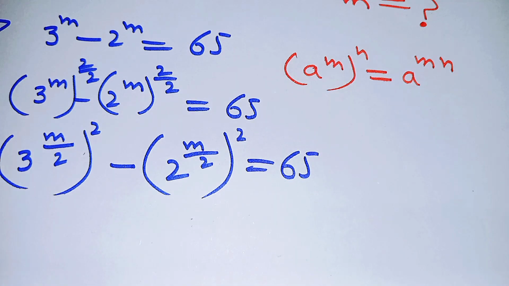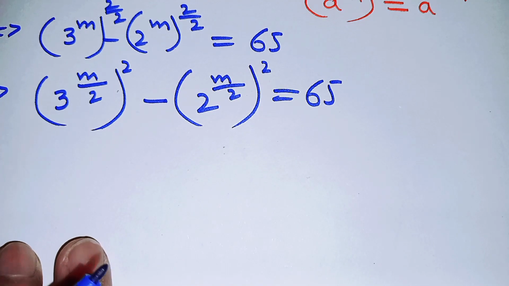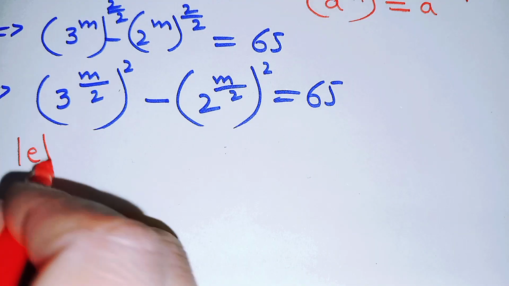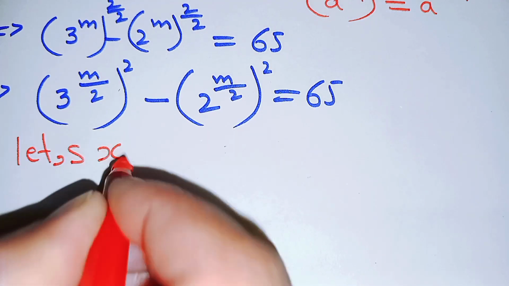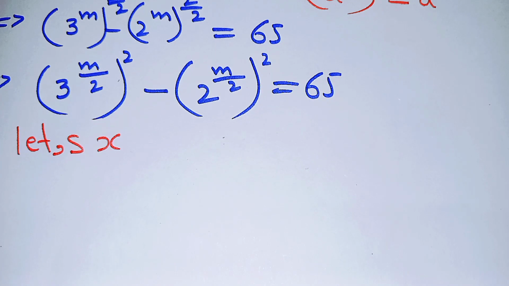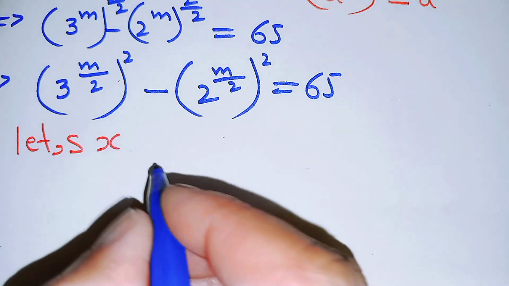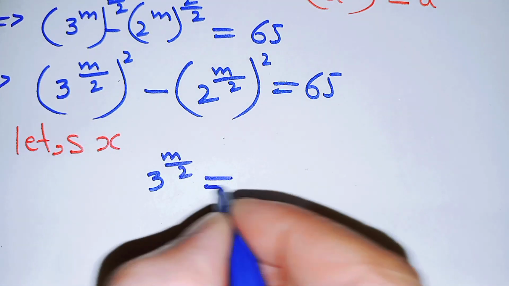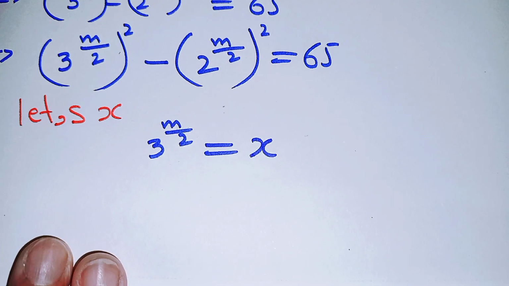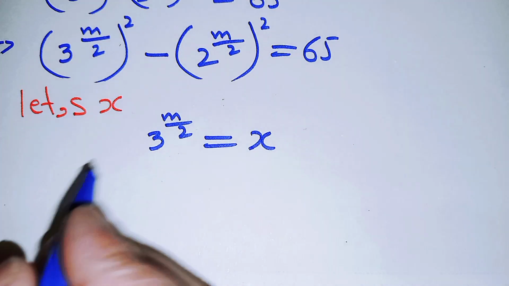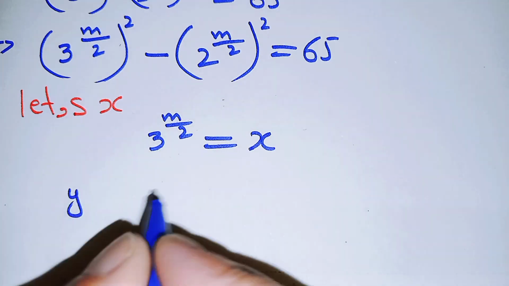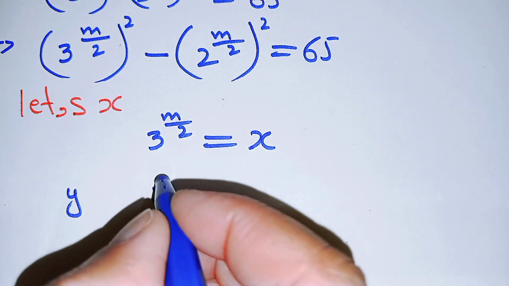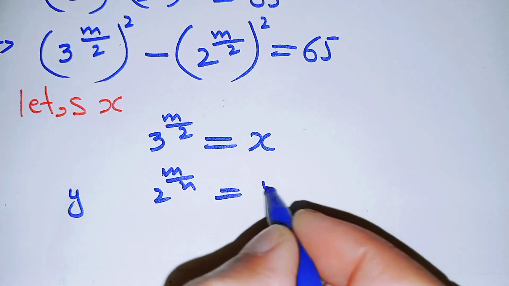Suppose we take x, and the value of 3 to the power of m over 2 is equal to x. In the same way, we take y, and y is the value of 2 to the power of m over 2, so 2 to the power of m over 2 is equal to y.